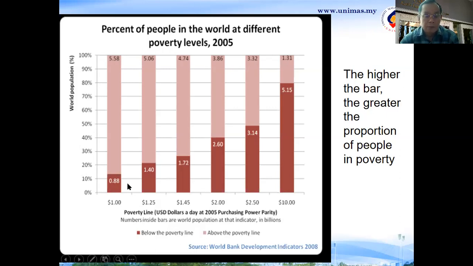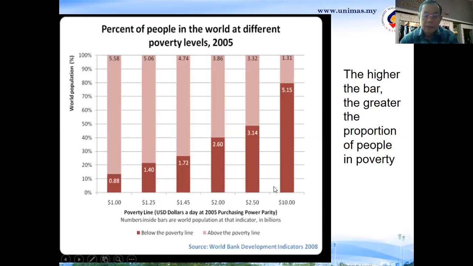So, for example, if the poverty line is the amount of US dollars a day to live, in other words, if it is $1, the percentage of people who are living in poverty is just slightly above 10%.